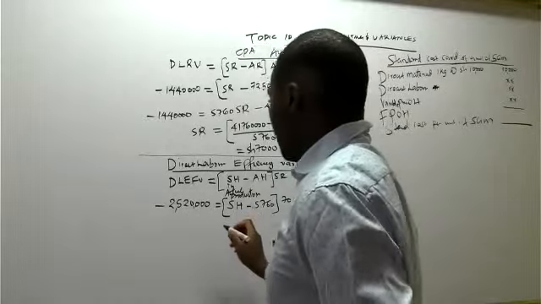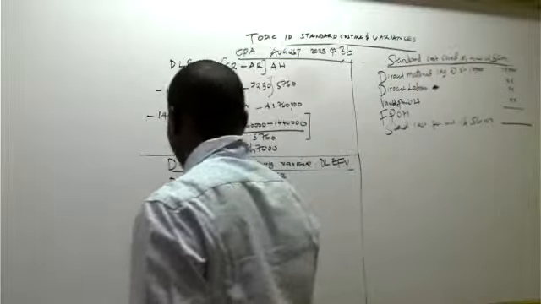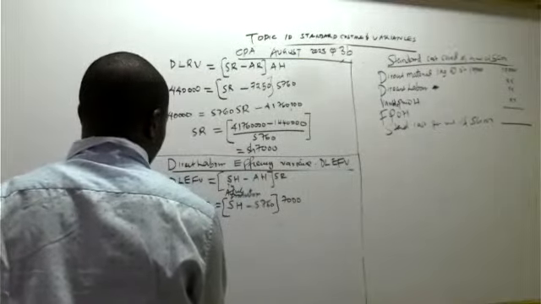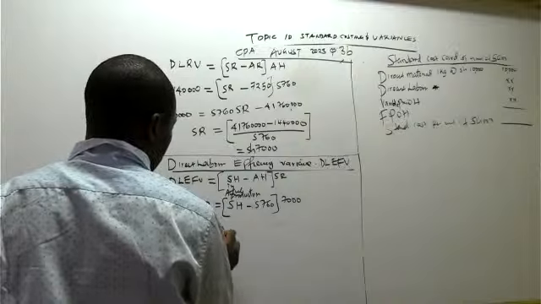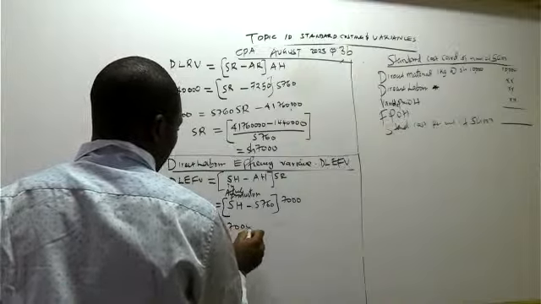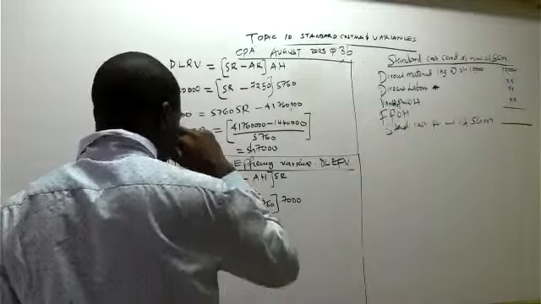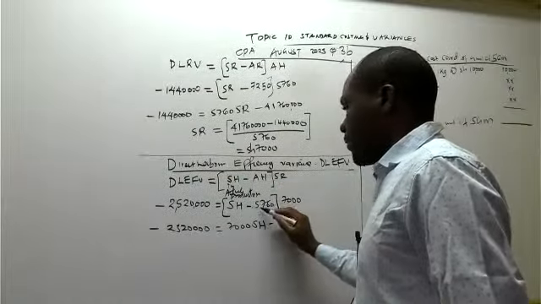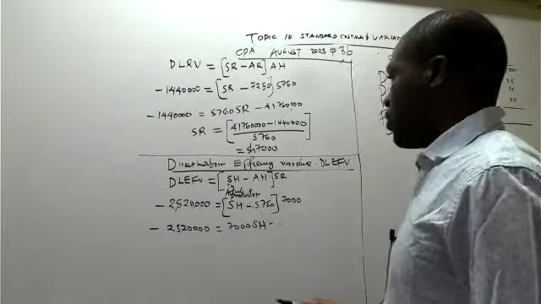So if that is done, I need to break my bracket by taking negative 25,000 is equal to 7,000 SH minus. So I want to take 7,000 by 5760, and then you'll be able to give me the result.